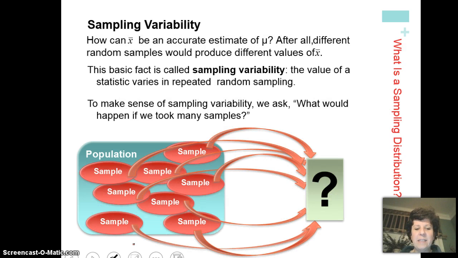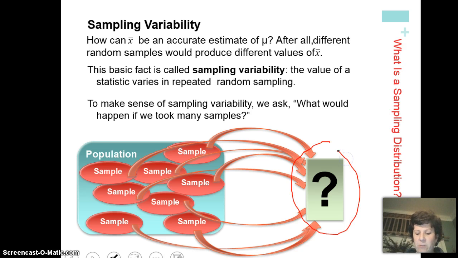Sample again and again and again. How can X bar be an accurate estimate of mu? After all, different random samples will always produce different values of X bar. This will be our sampling distribution.